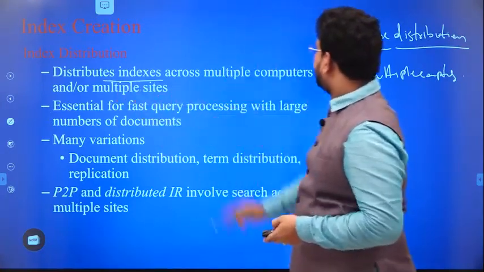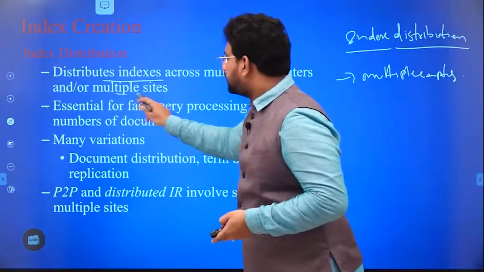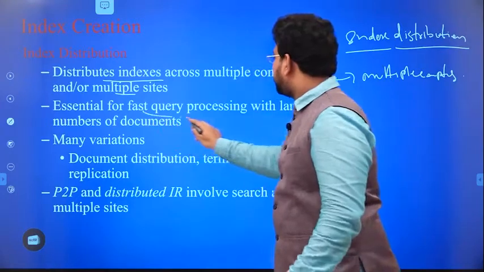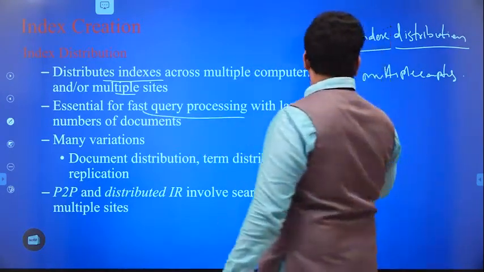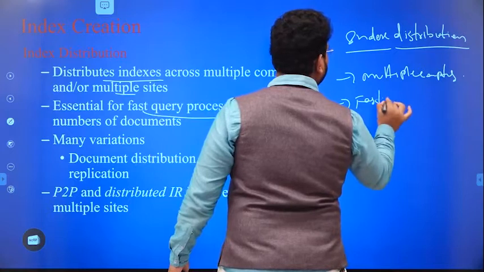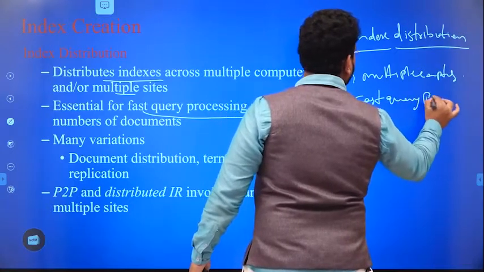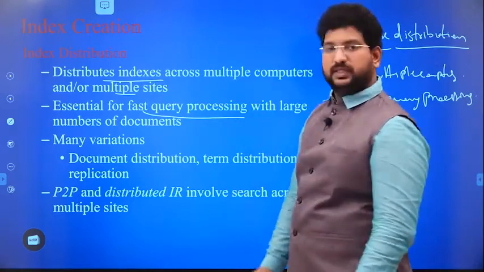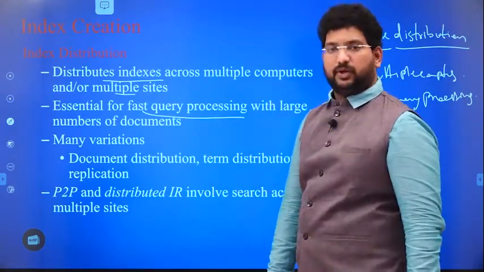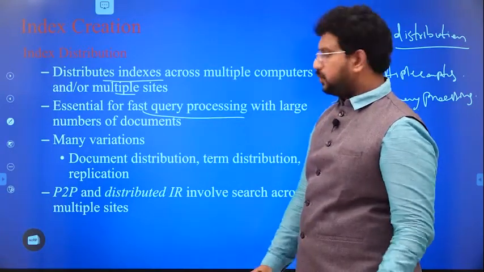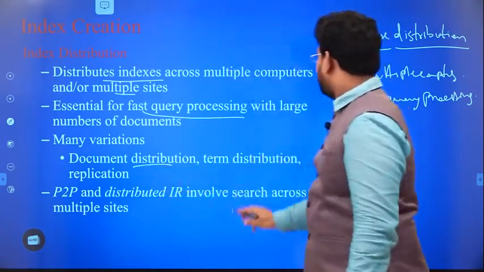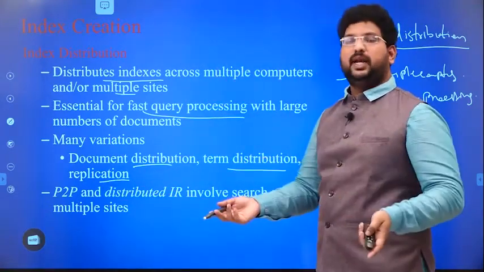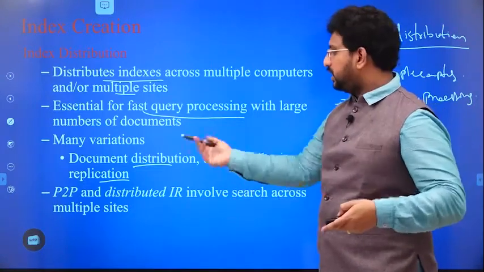It distributes the index across multiple computers, so the multiple sites, which is essential for fast query processing with a large number of documents. There are many variations: document distribution, term distribution, replication. So documents are distributed and terms are also distributed, and their replication.